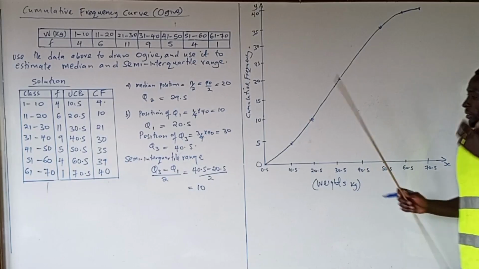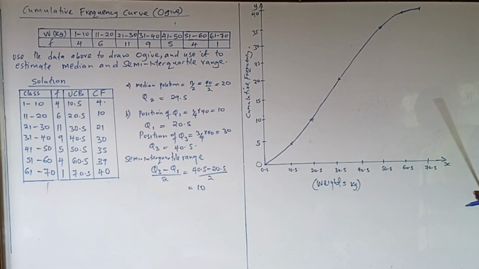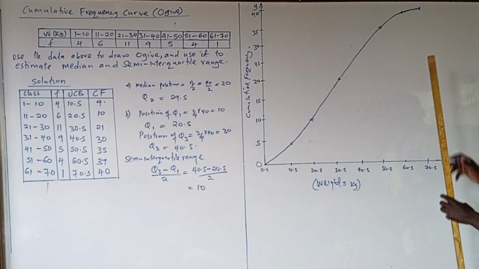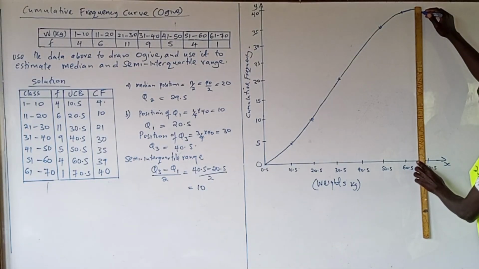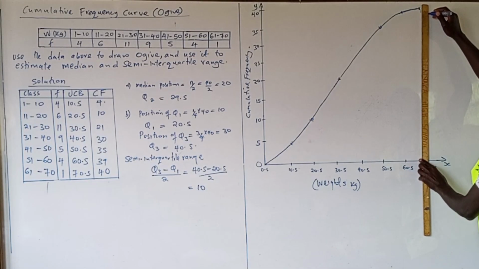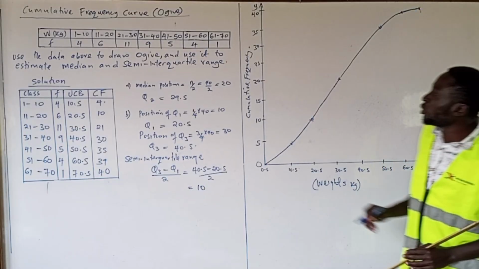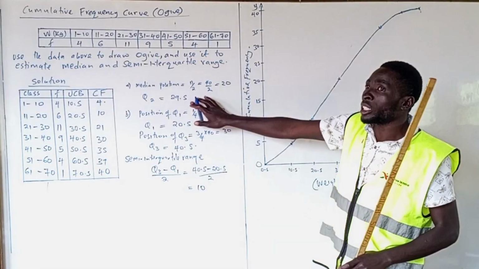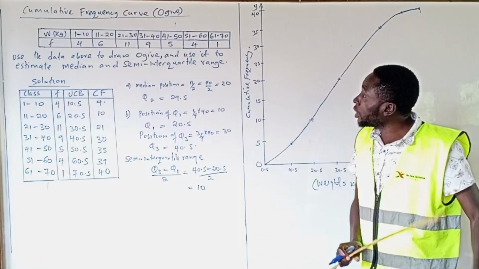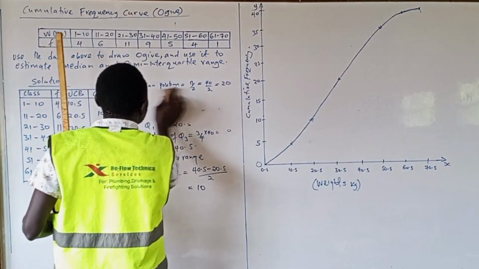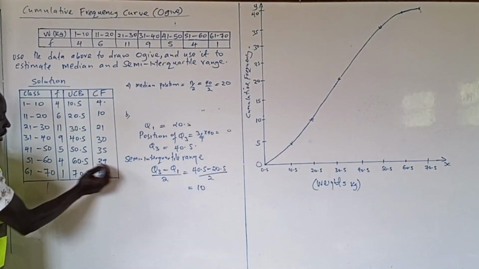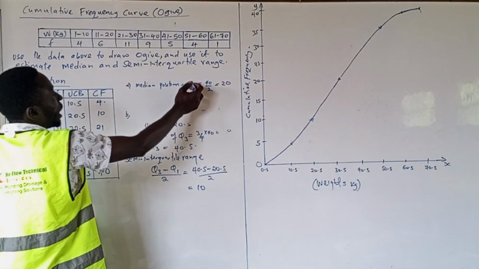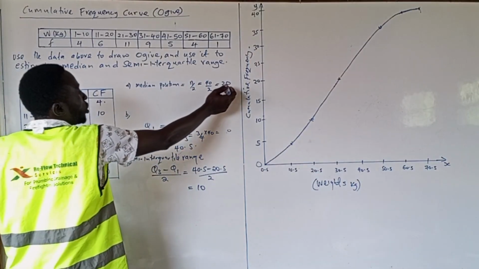A cumulative frequency curve versus weight. Now we want to calculate our median. How do you get the median? You can divide this graph into 4 parts, from here to here, and the middle one. If you want to get the median, you first get the median position. The median position is n over 2, which is 40 over 2, which is 20.